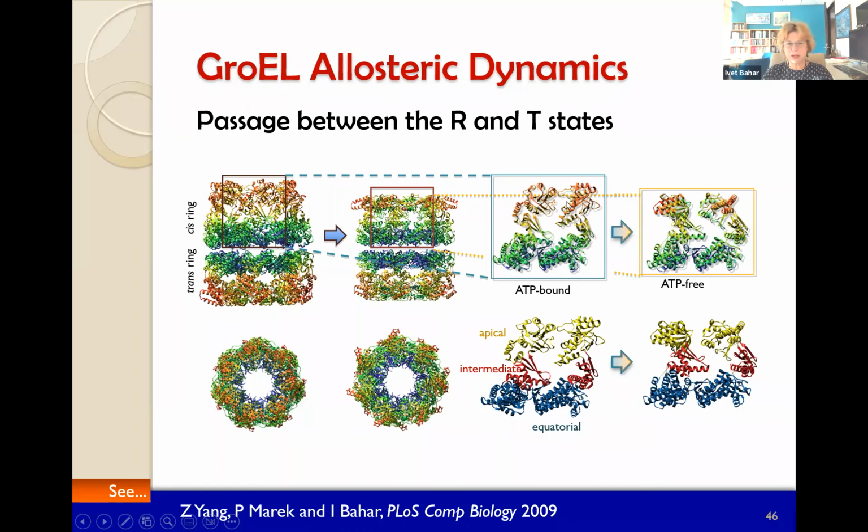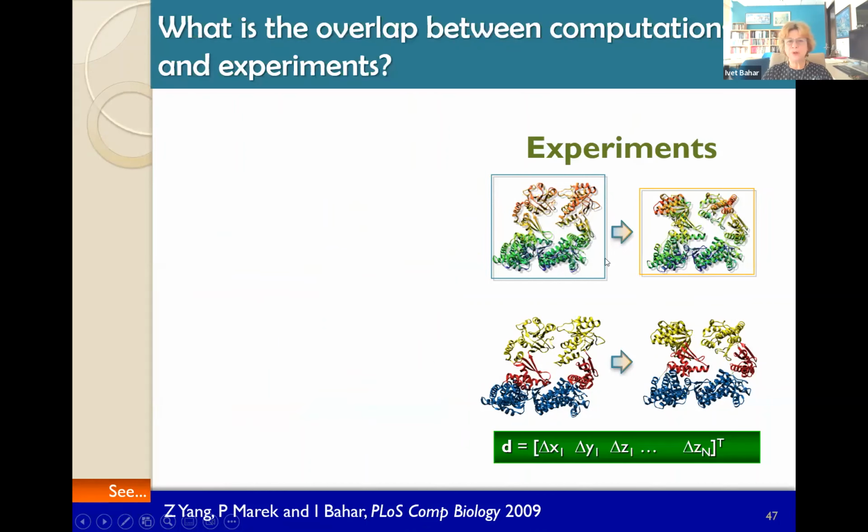After the release of the ATP, this extended form of the two subunits, magnified here, converts into a more compact form. Okay, so these are different representations. Now we know from experiments, for this pair, you have the transition between this extended and compact form.